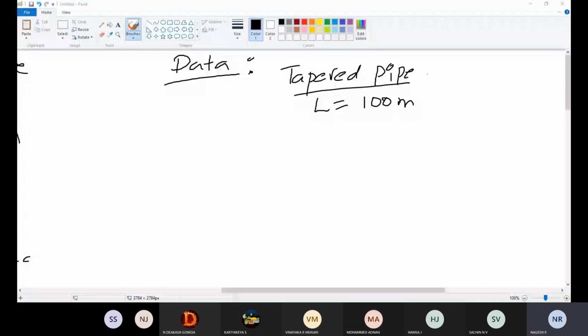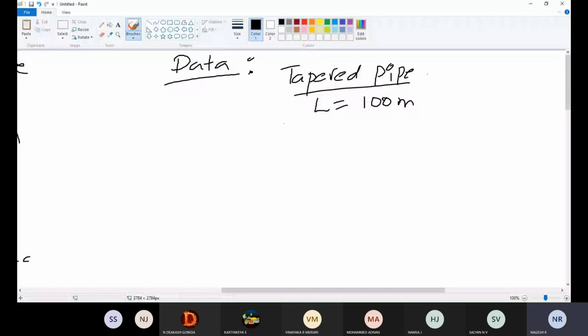And one more thing you need to observe here. Did he give any section 1, section 2? No, sir, he has not given. So he has given upper end and lower end diameters, 600 mm and 300 mm. Okay, then he has given discharge, so with respect to that, I will take here.